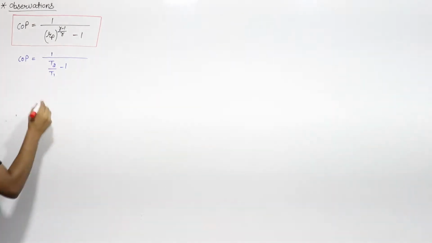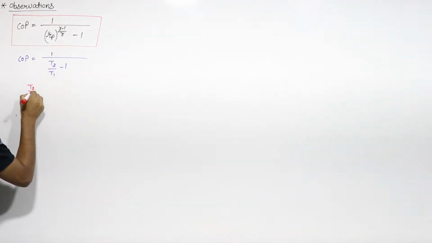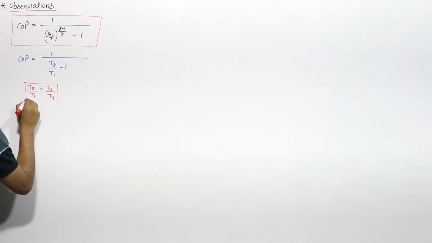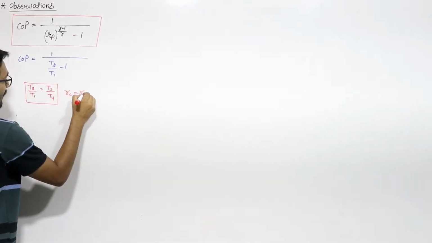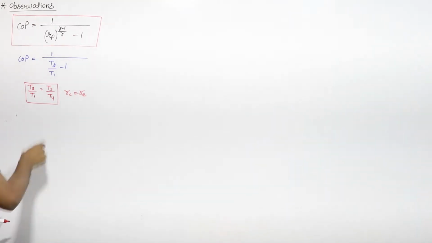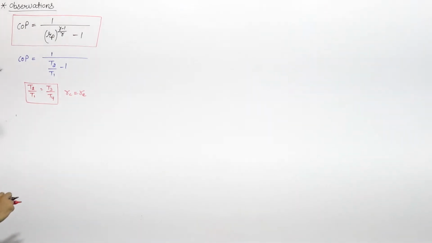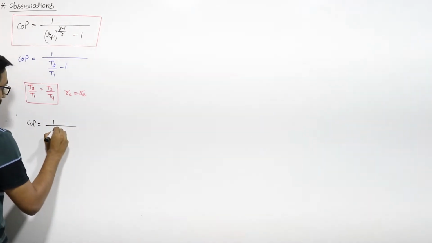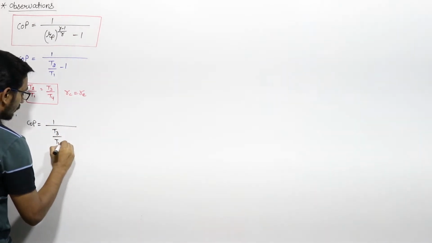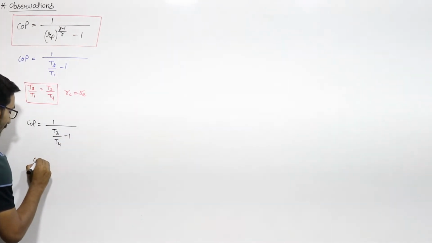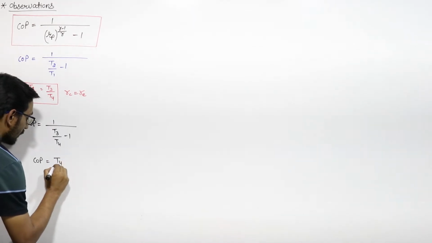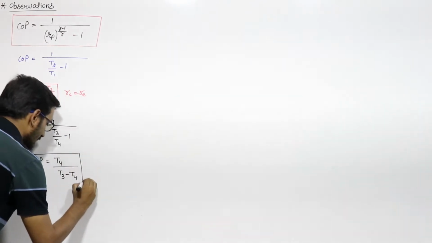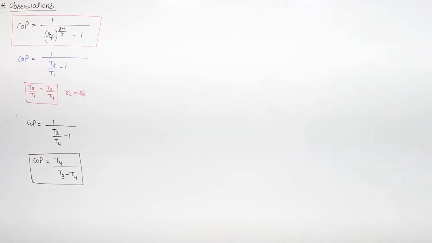And we know from the discussion that T2 by T1 is equal to T3 by T4. We already derived this if gamma C is equal to gamma E. So in place of T2 by T1, I can write T3 by T4. So this COP will be equal to 1 upon T3 by T4 minus 1, which comes out to be T4 divided by T3 minus T4. This is the COP of the reversed Brayton cycle.